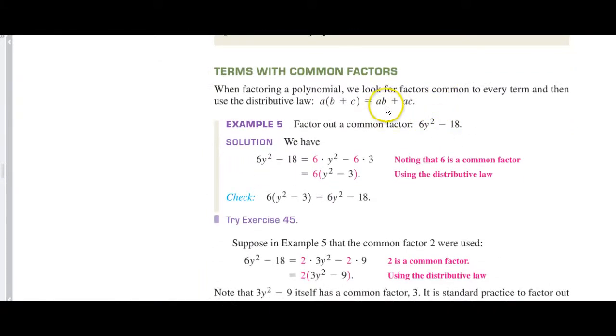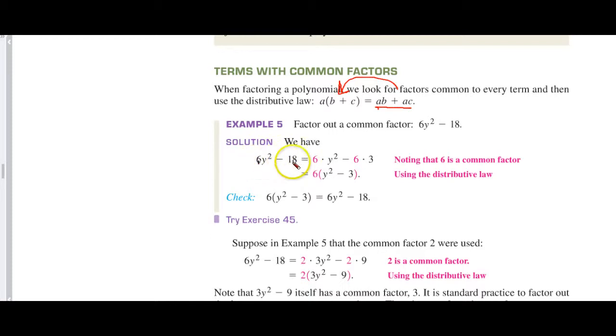So here they're saying if we have, back in earlier sections where we talked about the distributive law, we can distribute a times b gives us ab, a times c gives us ac. We can reverse this by taking out that common a, that is factoring it. So when you have something like this, they're asking you to take out the greatest common factor.